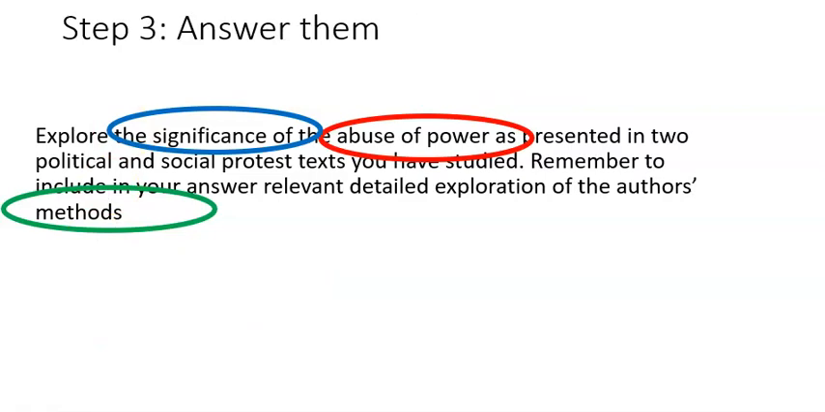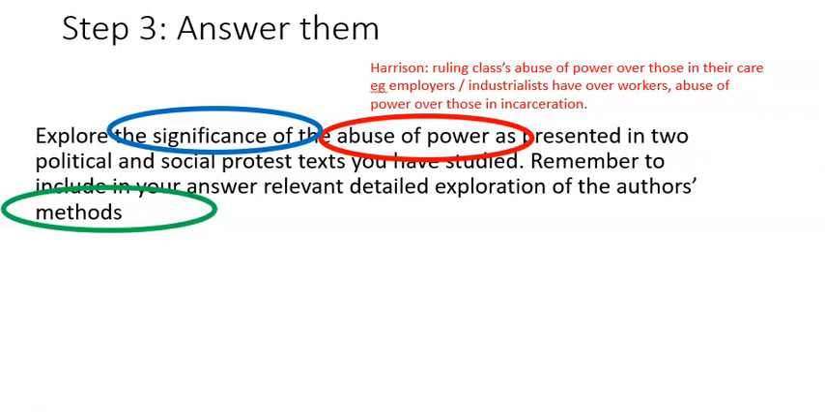Okay, now you need to think about answering those questions so you can start to really focus in on what you're actually going to write about. I am going to use Harrison as an example, but I'm going to keep it quite generic as I know that people are studying different texts. So if I'm thinking about abuse of power in Harrison, he focuses a lot on the ruling class's abuse of power over those that they're responsible for. He writes often about employers or industrialists and their abuse of power over their workers, and the abuse of power over those who are incarcerated or vulnerable in many ways. For example, I'd be immediately thinking here of the poem Working and the poem National Trust.